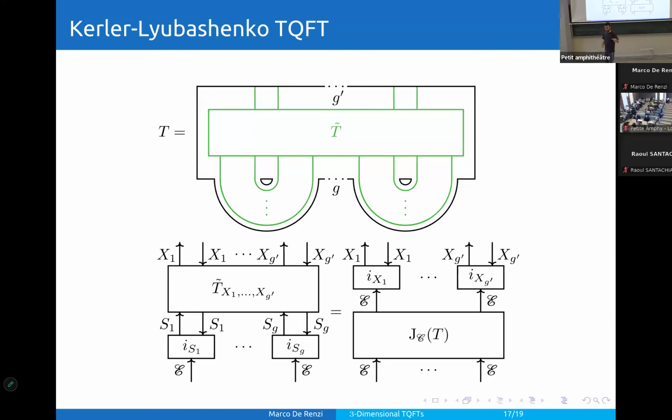And up to isotopy, these objects are not fixed. An isotopy can change what these objects are, but once you fixed the representation T tilde, the regular diagram T tilde for your morphism T, then these objects have been fixed by x1 and xg prime, and you can pre-compose them with structure morphisms of the end.